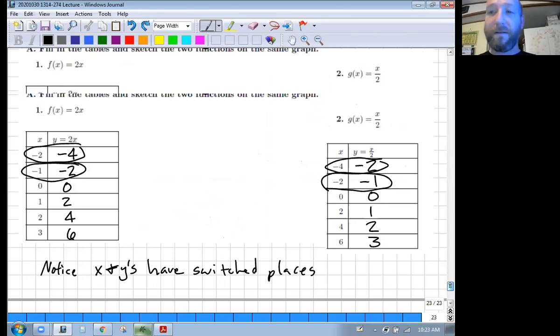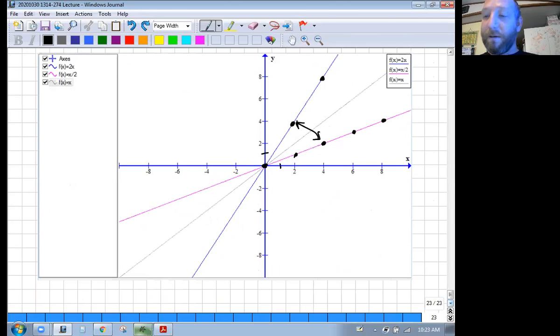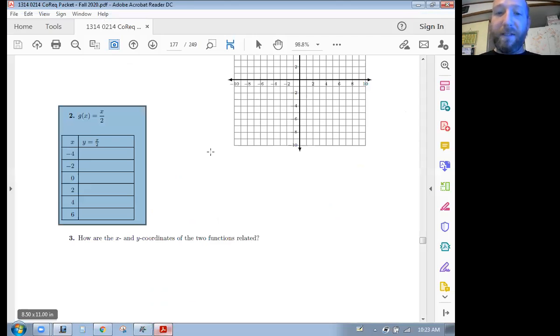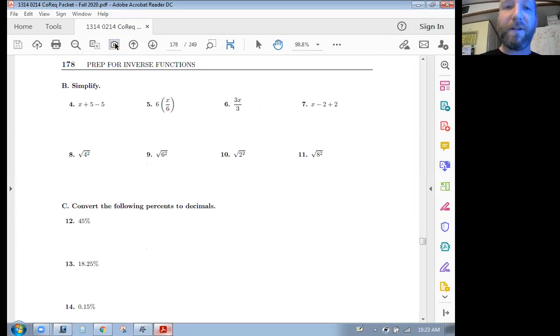But again, the input is the other one's output. That's what it means for them to be inverses of one another. If you do one and then do the other, you end up with what you had. If you double it and then half it, you have what you started with. The reason this is important is we have to figure out how to undo the exponential function.